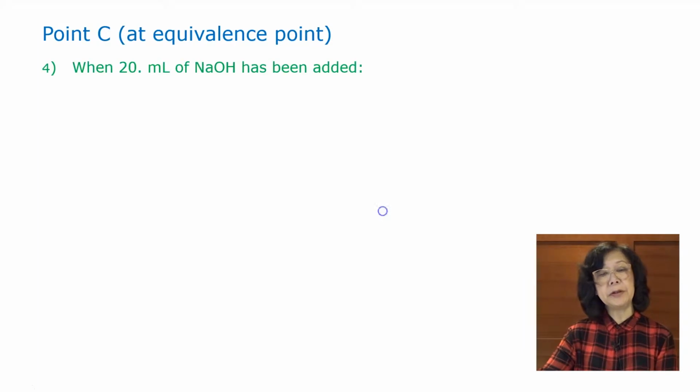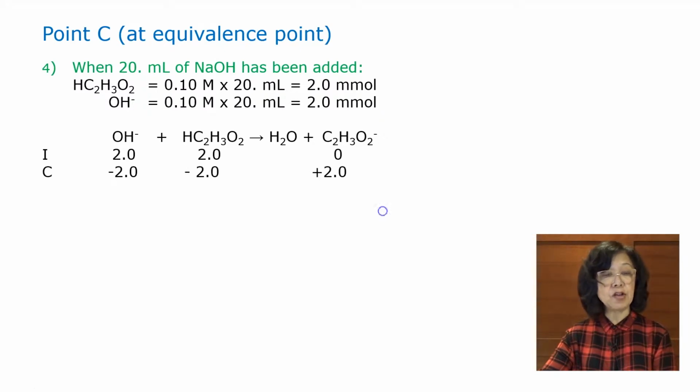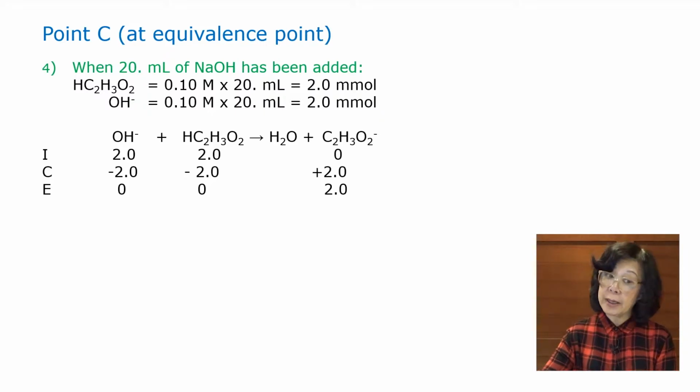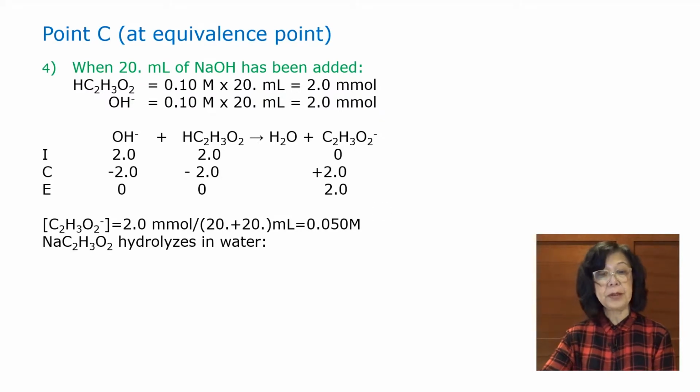Now at the equivalence point, we have added 20 milliliters of NaOH. So the millimoles of the weak acid and the hydroxide ion are both 2 millimoles. Writing the net ionic equation, attaching the values to the ice table, we would have used up both the hydroxide ion and the acetic acid, but formed 2 millimoles of the acetate ion. Now that's over a total volume of 40 milliliters, which becomes 0.05 molar. And now we have the salt that contributes to pH when it hydrolyzes in water.